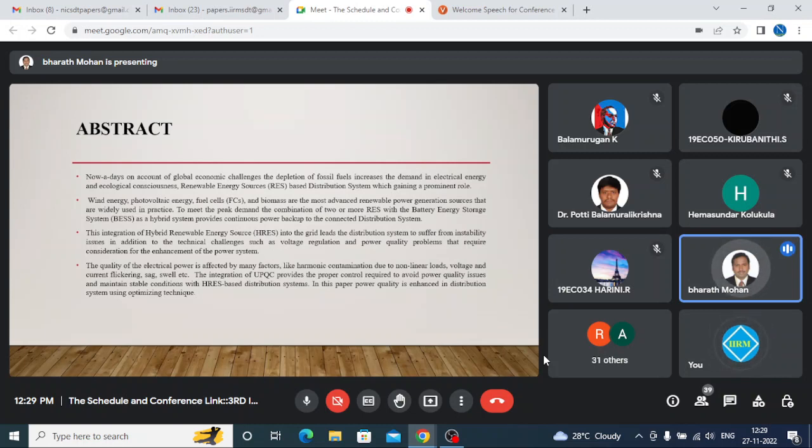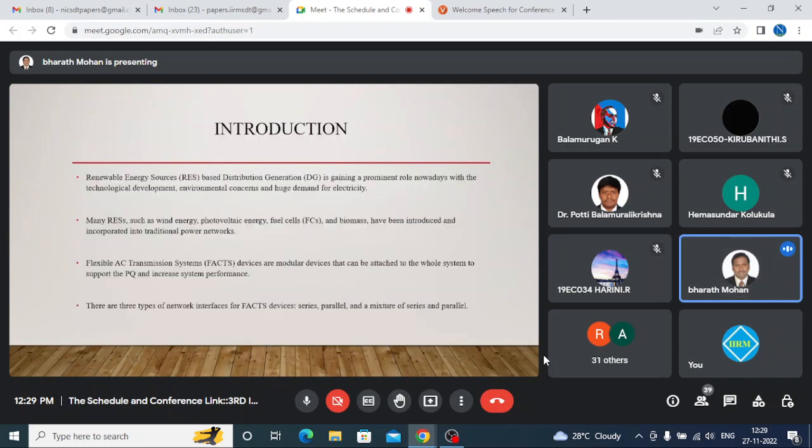The major power quality issues are voltage sag, swell, and voltage and current flickering, which are mainly due to nonlinear loads. These can be easily eliminated by UPQC, and with proper design it can solve various power quality issues.